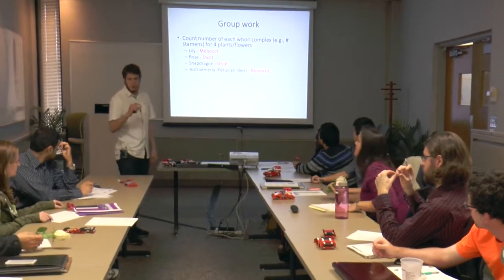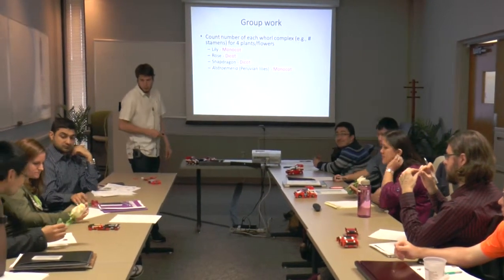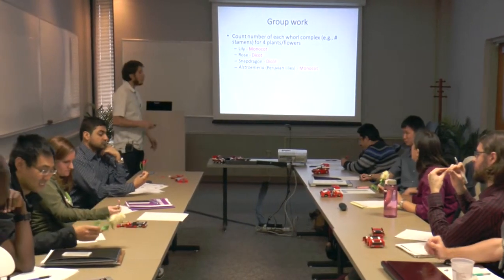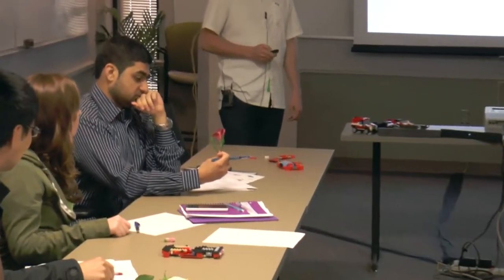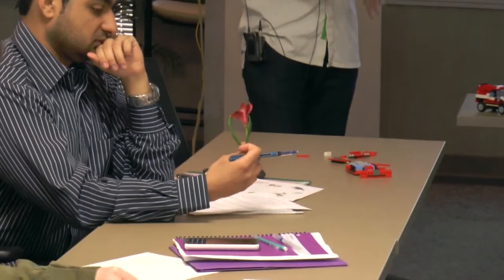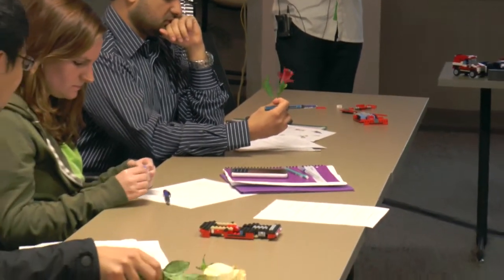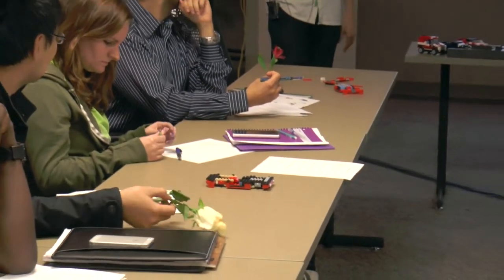Snapdragons, which are the little tiny pink ones, those are dicots, and then the red ones are alstroemeria. Those are monocots. And what I want you to do while you're looking at these and counting them is try to come up with some defining characteristics for monocots and dicots.